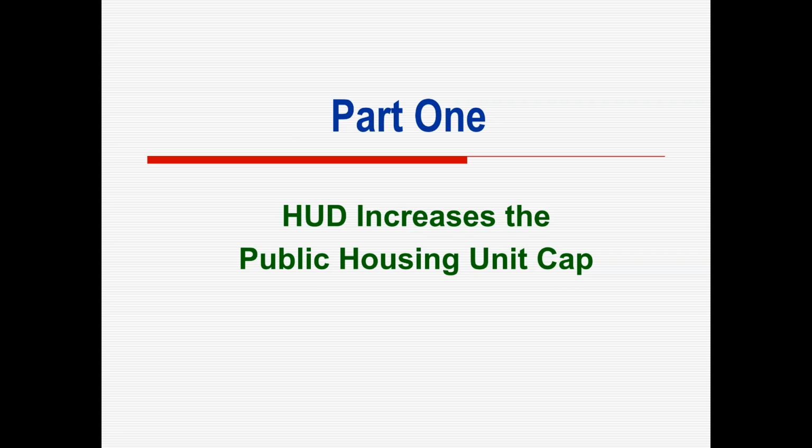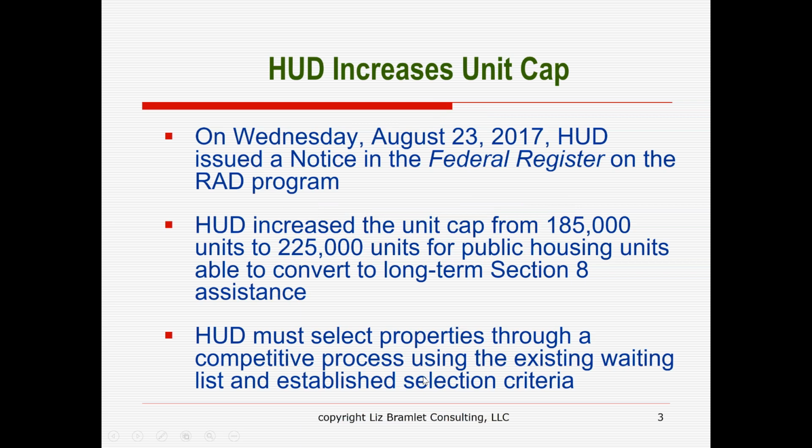We are going to talk about the other notice that came out just very recently, the one that increases the public housing unit cap, the number of public housing units that can convert to long-term Section 8. It came out August 23rd, 2017 in the Federal Register. And in this notice, HUD increased the unit cap from what it had been for a while, 185,000, up to 225,000 units that can convert to long-term Section 8.